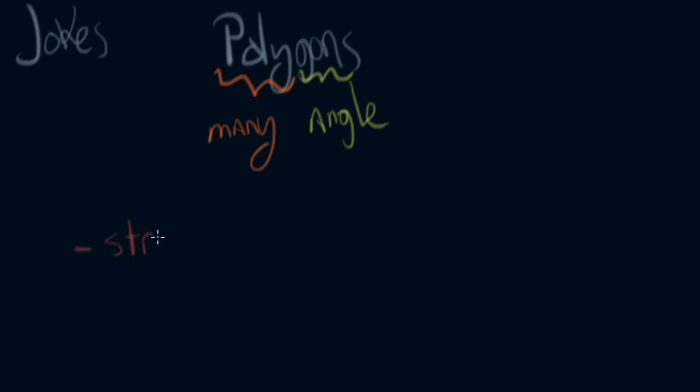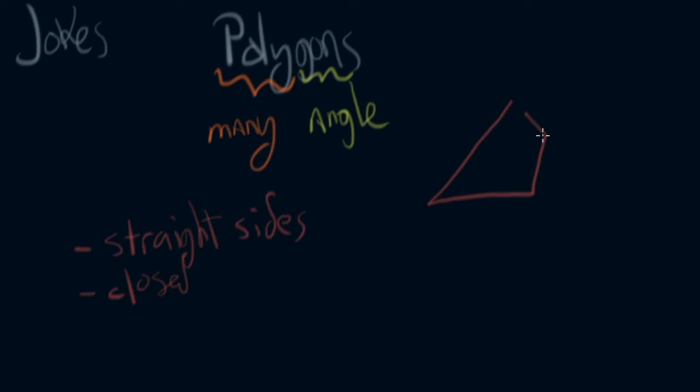The definition is it has to have straight sides. So there's no curves allowed, and straight angles. And it also must be closed. So you couldn't have something like this: straight, straight, straight, straight, but it's not closed. Then it's not going to be a polygon.